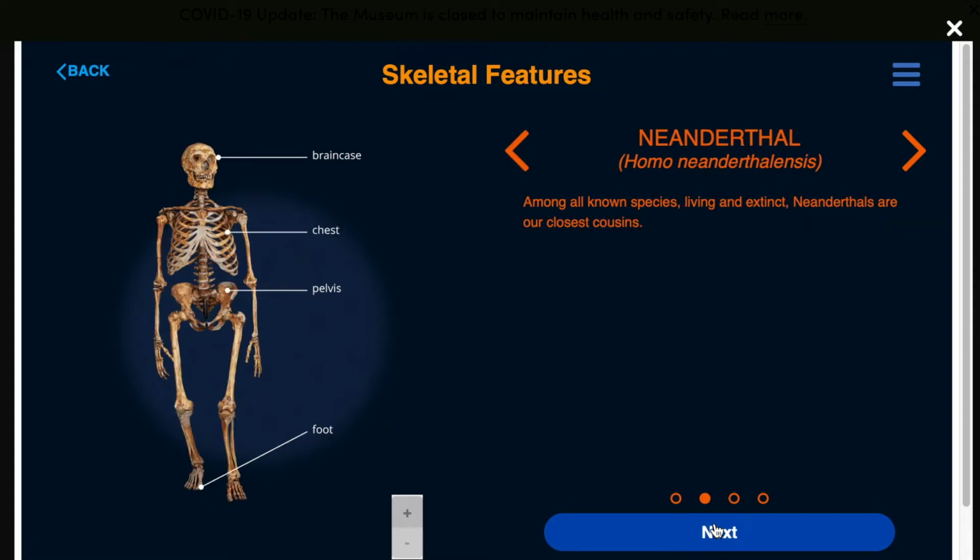Here we have a species called Neanderthals, or Homo neanderthalensis. This is an extinct species that existed between approximately 400 and 40,000 years ago, and actually coexisted with modern-day humans for quite a while.